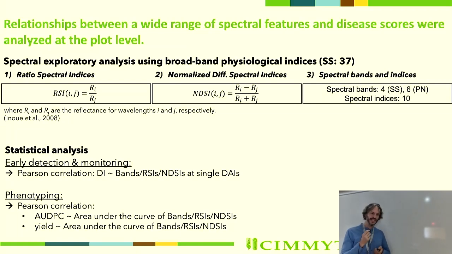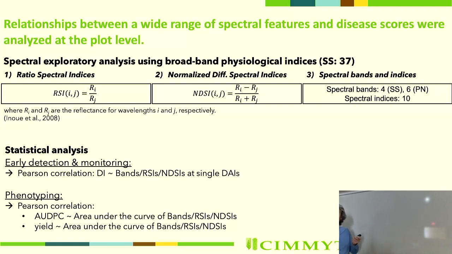From the spectral satellite data, we used a spectral exploratory analysis using broadband physiological indices. This is an approach which is commonly used in hyperspectral remote sensing. Basically we have 2 generic formulas. This is a ratio spectral index. This is a normalized difference spectral index. This one is most widely known for the NDVI. They use the near infrared band, the red band, and then you calculate the NDVI.